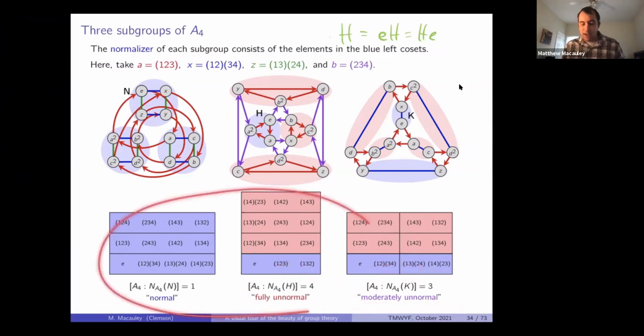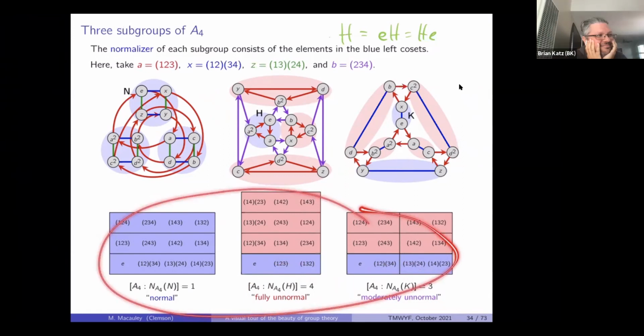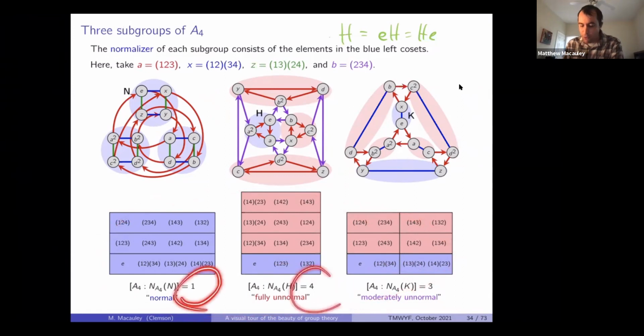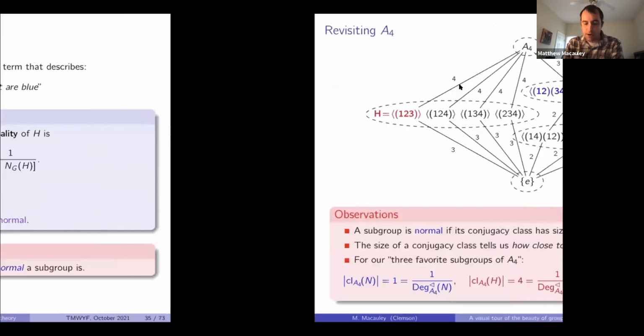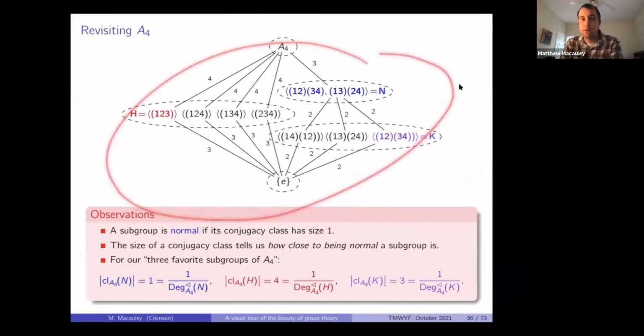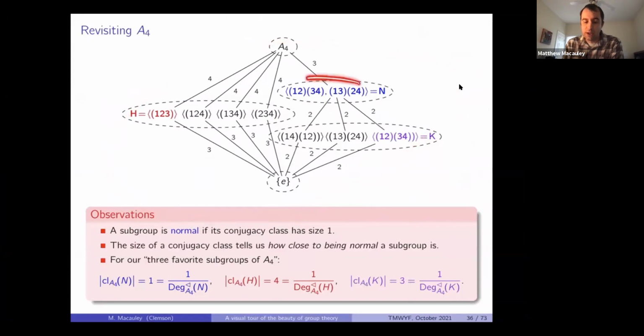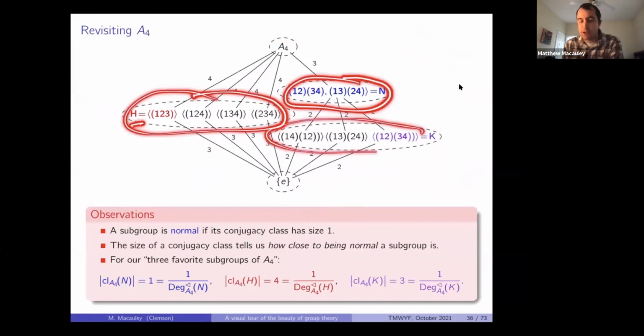So now you may say, why do we need these definitions? What good does this do? Hold that question. That's a good question. But first of all, look at these numbers: 1, 4, and 3. 100%, 1/4, and 1/3. Here's that subgroup lattice. N is conjugate to 1 other subgroup. H is conjugate to 4 other subgroups, and K is conjugate to 3 other subgroups.